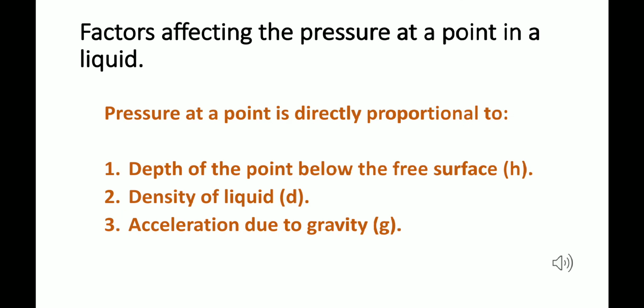Now, what are the factors affecting the pressure at a point in a liquid? We have already spoken about this. Pressure at a point is directly proportional to the depth of the point below the surface, that means the height from the free surface, the density of the liquid, and the acceleration due to gravity. So these three things affect the pressure at any point in a liquid. We have already studied that it is directly proportional, and therefore we move further.